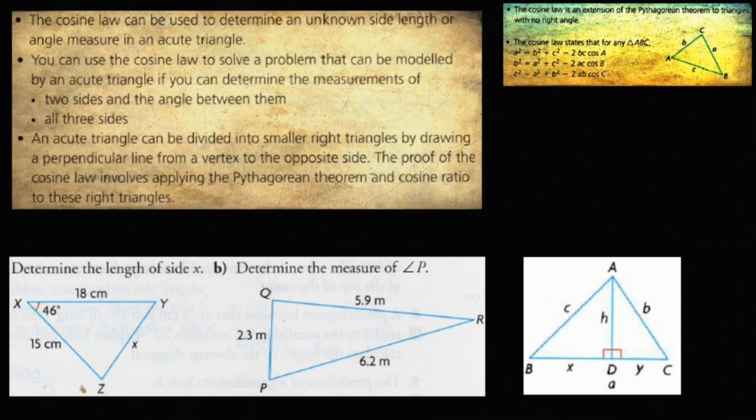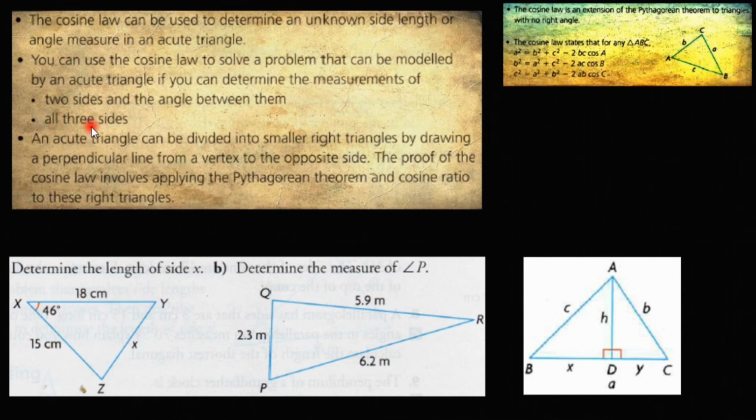Okay, let's summarize this lesson. The cosine law can be used to determine an unknown side length or angle measure in an acute triangle. You can use the cosine law to solve a problem that can be modeled by an acute triangle if you can determine the measurements of two sides and the angle between them. For example, this one: the two sides, 18 centimeters and 15 centimeters, and the angle between them, we can determine x using the cosine law, because x squared equals 15 squared plus 18 squared minus 2 times 15 times 18 times cosine 46.